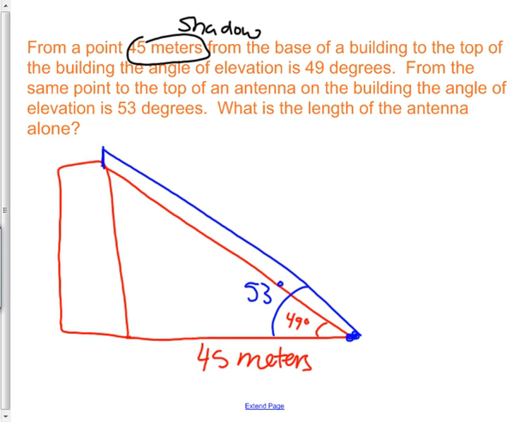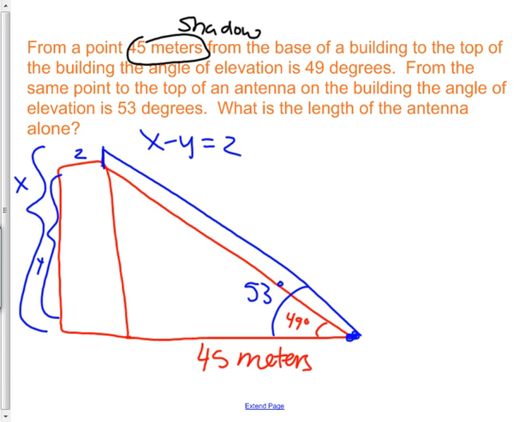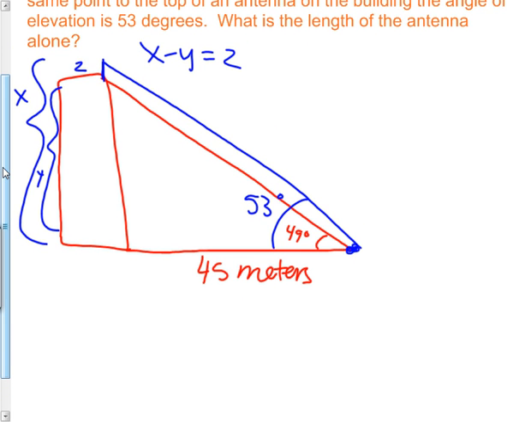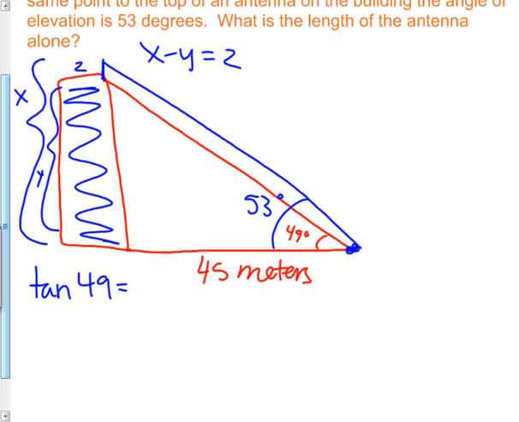So what we need to do is this whole distance we can say is x. We can say that our building is y and this is z. And we're trying to find out z because it says, what is the length of the antenna? So to find z, we would just say x minus y is equal to z. So we need to find these values. So to find the height of this building, how do we find the height of the building? Can we say tangent of 49 is equal to y over 45? And what does that give us y to equal?